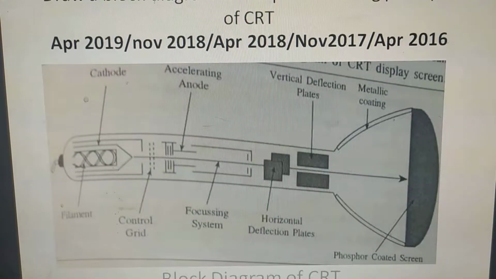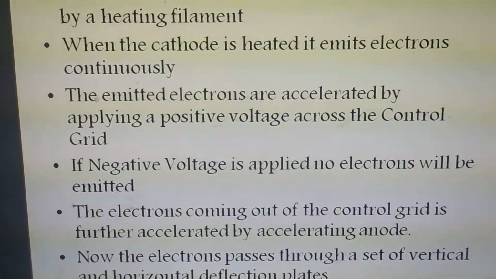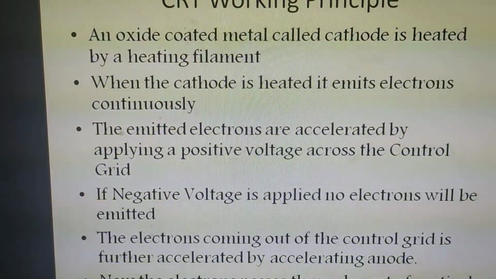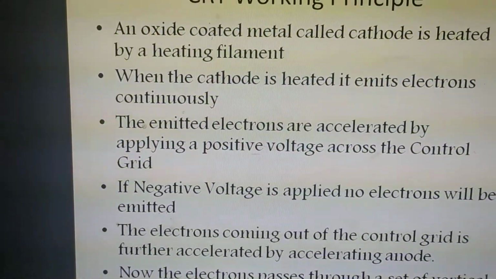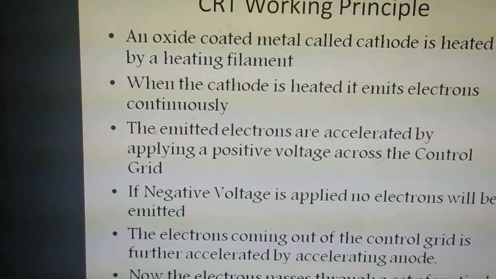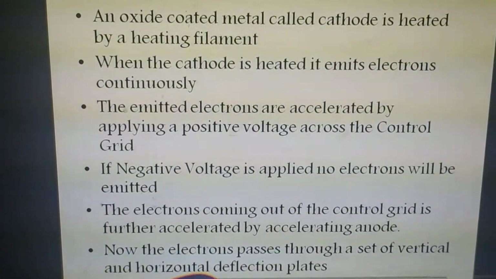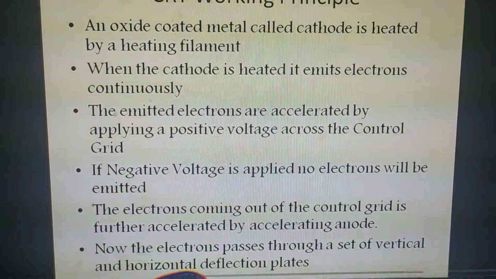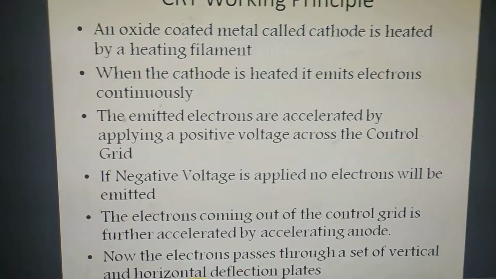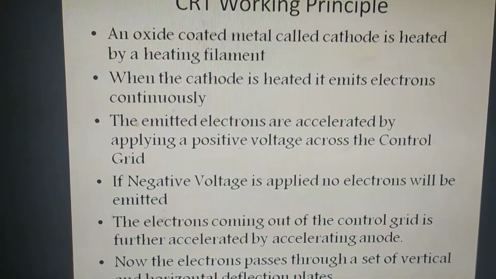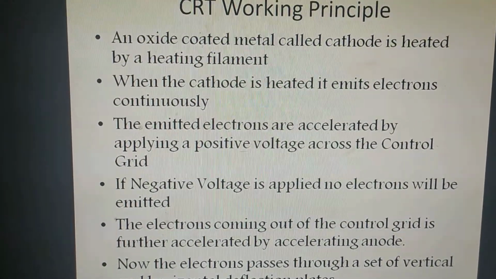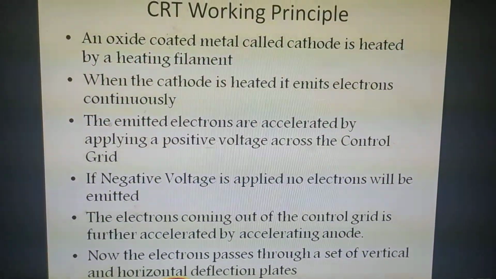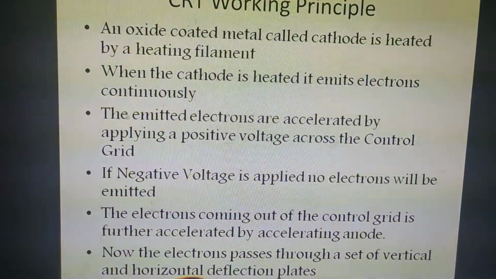So the cathode ray tube explanation: it has an oxide coated metal called the cathode, which is heated by a heating filament. The cathode will be heated by the heating filament. Why is it heated? When it is at high temperature, it will release the electrons, it will emit the electrons. So when the cathode is heated, it begins to emit the electrons continuously.